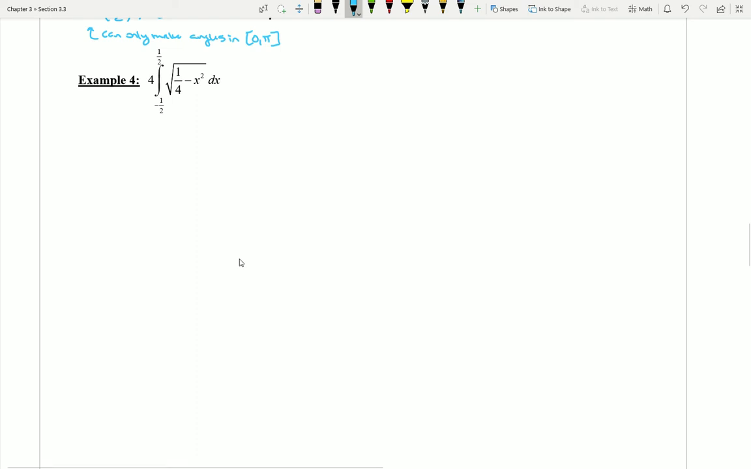Now let's take a look here at example number 4. This will be our first example of a definite integral using a trig substitution. Alright, now not a lot is going to change here. If you think about a u substitution with a definite integral, you might recall that some things are a little bit different than with indefinite integrals.